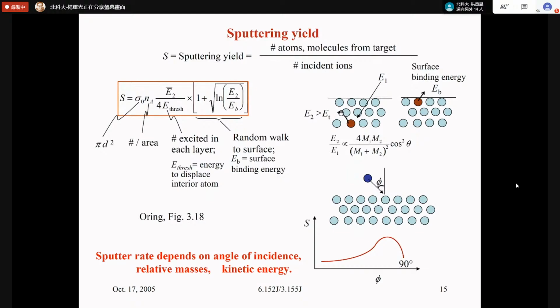All right, so we say the threshold energy is the energy to displace this interior atom. Okay, energy to displace an interior atom.